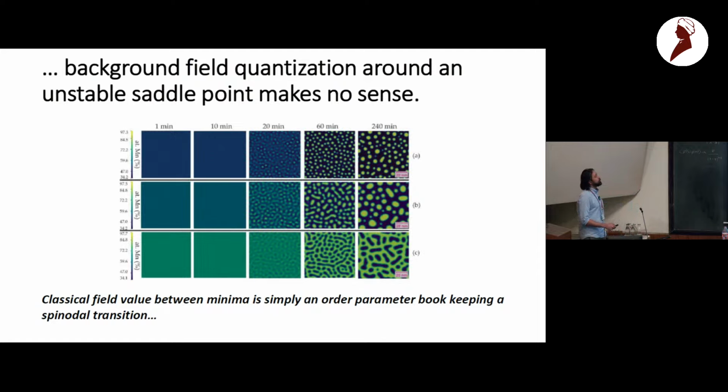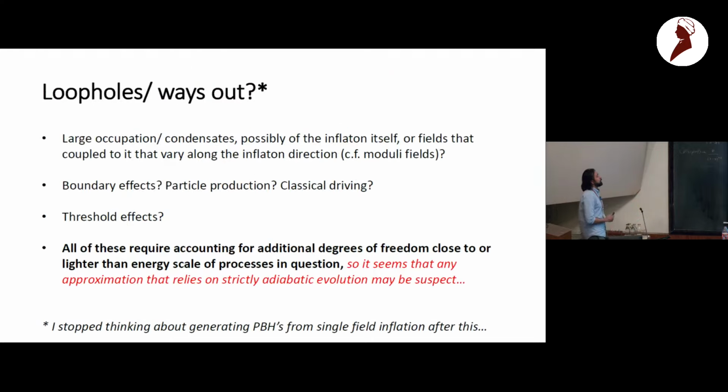So background field quantization around an unstable saddle point obviously makes no sense, but the way to think about values of the potential away from the critical points in a non-convex potential is that it's just bookkeeping an order parameter. But I wouldn't quantize an order parameter. It's like trying to quantize around a fractal. What are you doing? So I'm not saying what we've been doing in cosmology is wrong. I'm saying clearly something is making this theorem not work. What is it?